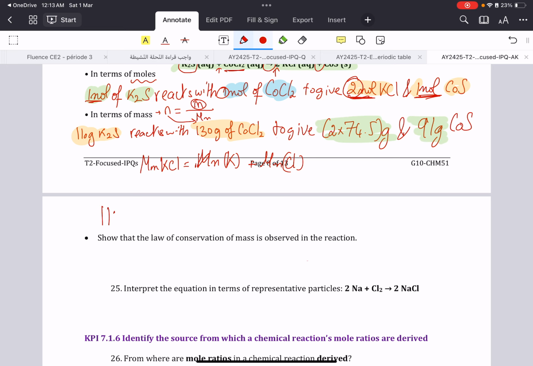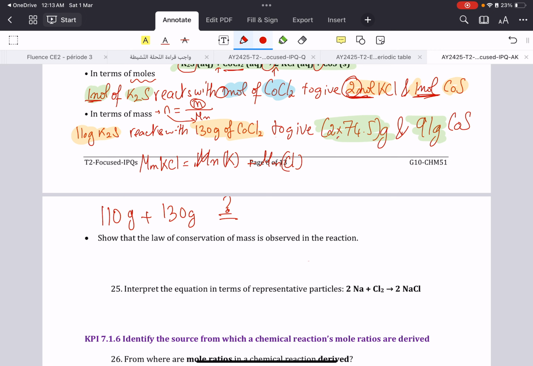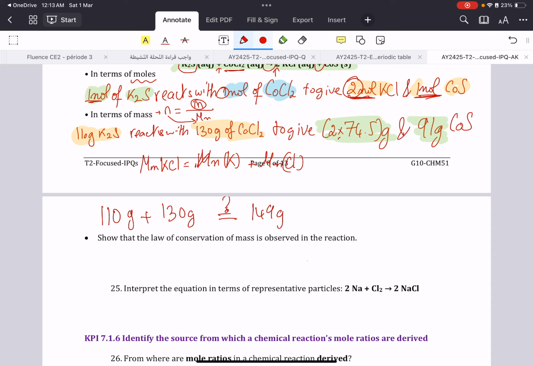So here I have 110 gram plus 130 grams. Then I need to check if it is equal to 2 times 74.5, that's 149 grams, and 91 grams of COS. So plugging this into our calculator, we find that really they are equal. So we say that the law of conservation of mass is observed. Mass of reactants is still equal to the mass of products.